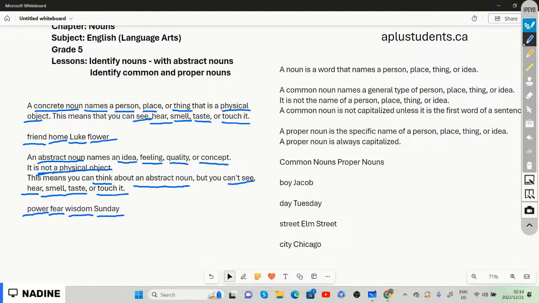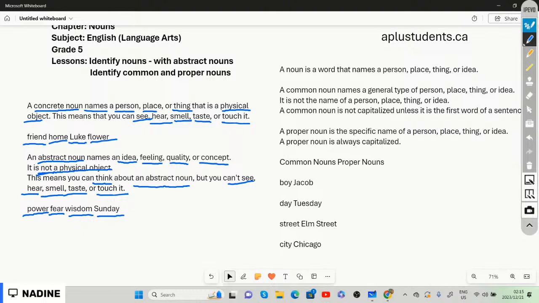So we basically have a concrete noun, and then we also have an abstract noun. So a concrete noun names a person, a place, or a thing that is a physical object, right? And these physical objects you can basically see, you can hear, you can smell, you can taste, or you can touch.